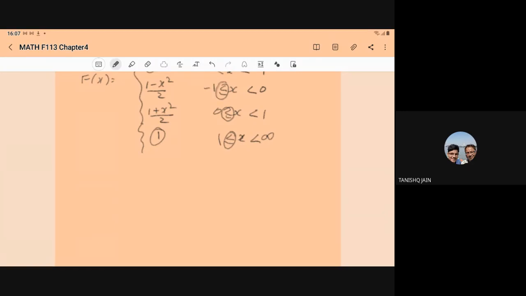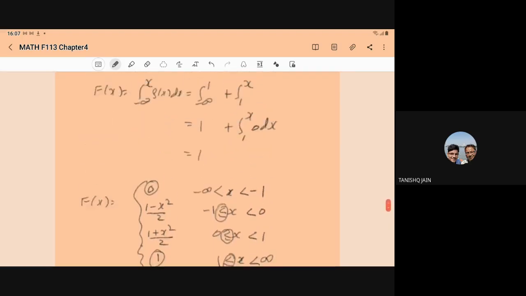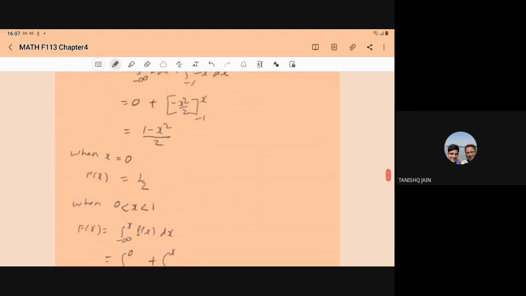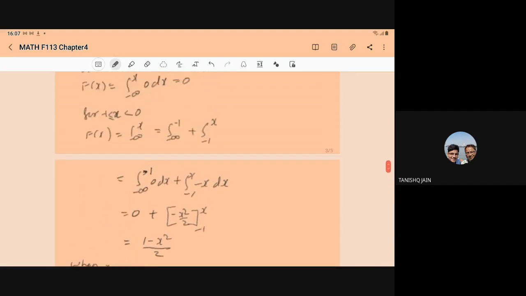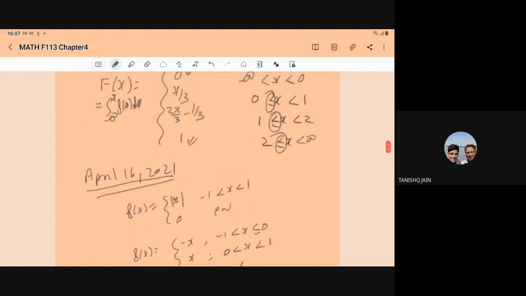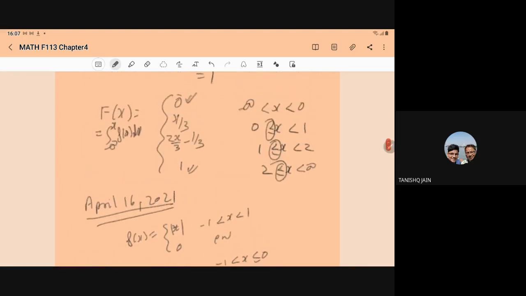In the last example also you have seen we have written the CDF in this form only. In the previous class, whatever questions we solved, we saw that here also it has the 0 and 1.